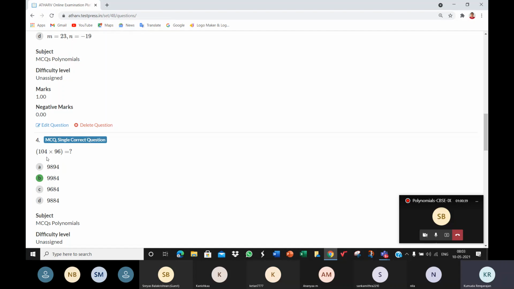So you should go through the identity a plus b into a minus b. So this one is 100 plus 4 into 100 minus 4. A plus b into a minus b is a squared, 100 squared, minus b squared, 4 squared. So that will be 10,000 minus 16, which is 9,984.